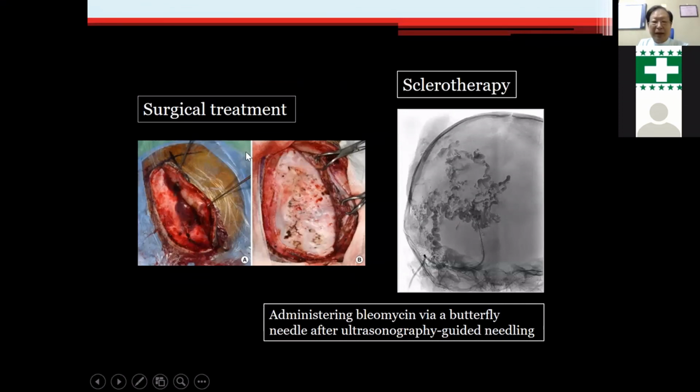And treatment in there is surgery, since they are very superficial. Or they can be treated with sclerosing agent, injected with a fine needle into the vein. Under image guidance, you will see the injection, and thrombosis forms.